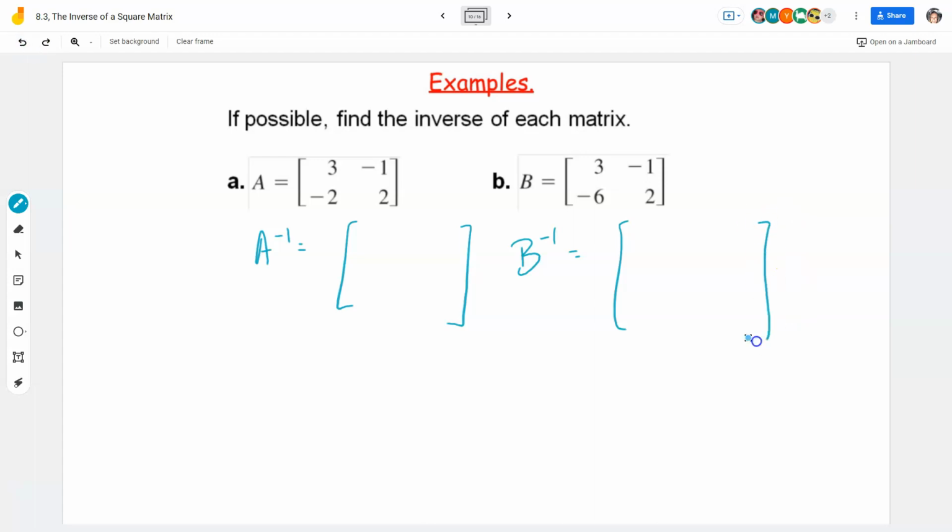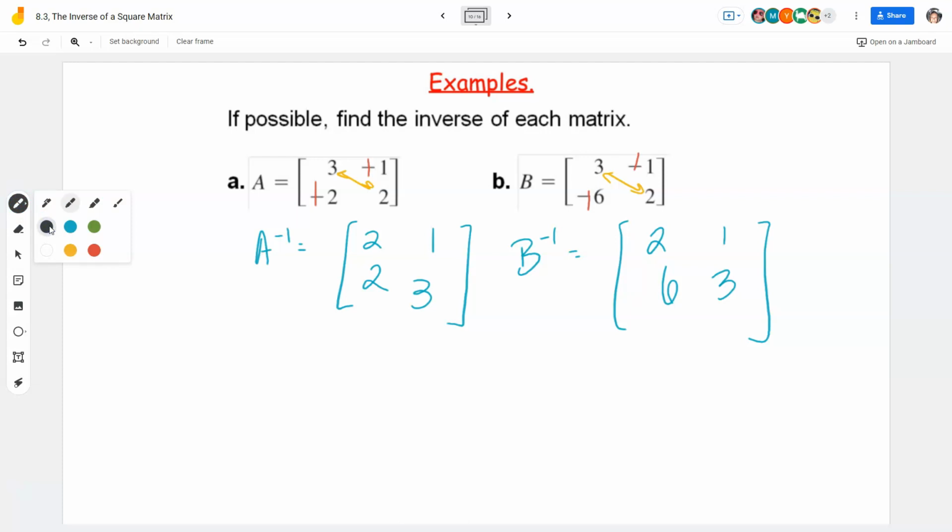the pattern says switch or swap the main and make opposite the opposite. Similar over here. The pattern says swap the main, make opposite the opposite. But the question is, is this what your calculators would give you?